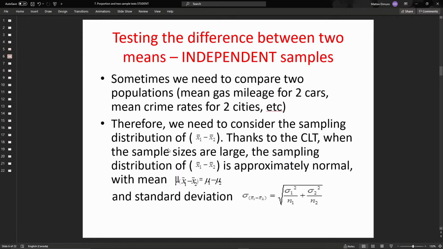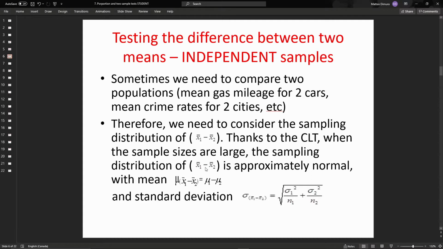We're ready on slide 6. This is great. So now we're into brand new material, so to speak. It's still hypothesis testing. We're going to be testing the difference between two means, independent samples. So obviously, the samples must be independent is already one thing we know about this. If you ever need to compare two populations, remember, population doesn't mean people necessarily, it could be comparing the mean gas mileage for two different cars, or maybe crime rates for two different cities.